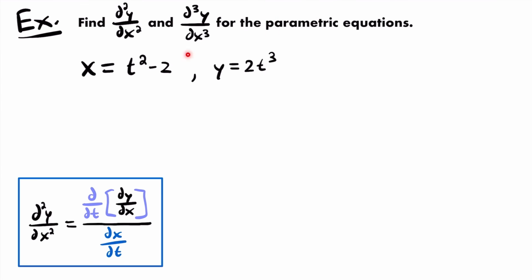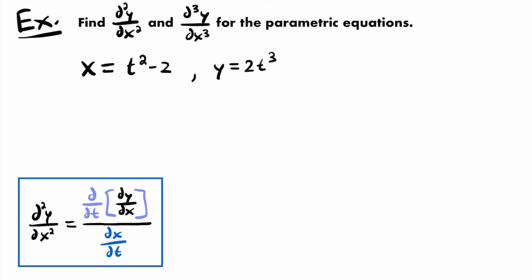All right, so here's our example. We want to find the second derivative and the third derivative for the parametric equations. So we have x equals t squared minus 2 and y equals 2 times t cubed. All right, so now in order to find the second and third derivatives, we do need to know the first derivative.